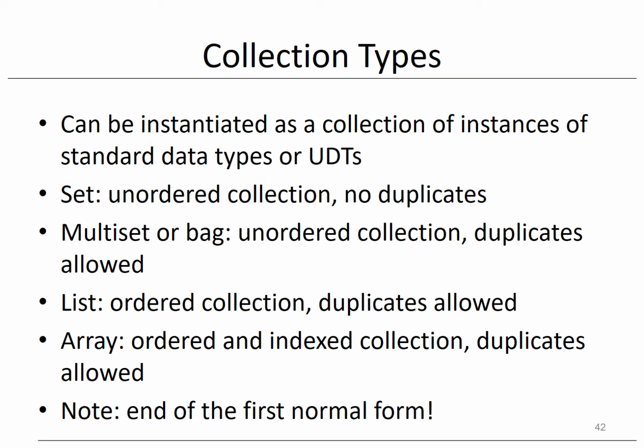ORDBMSs also provide type constructors to define collection types. A collection type can be instantiated as a collection of instances of standard data types or UDTs. The following collection types can be distinguished: set, which is an unordered collection with no duplicates; multiset or bag, which is an unordered collection with duplicates allowed; list, which is an ordered collection with duplicates allowed; and array, which is an ordered and indexed collection with duplicates allowed. Note that the usage of collection types again implies the end of the first normal form.